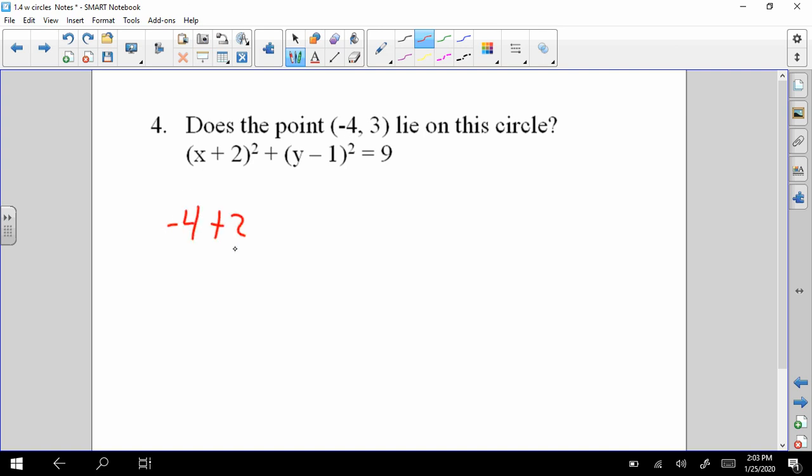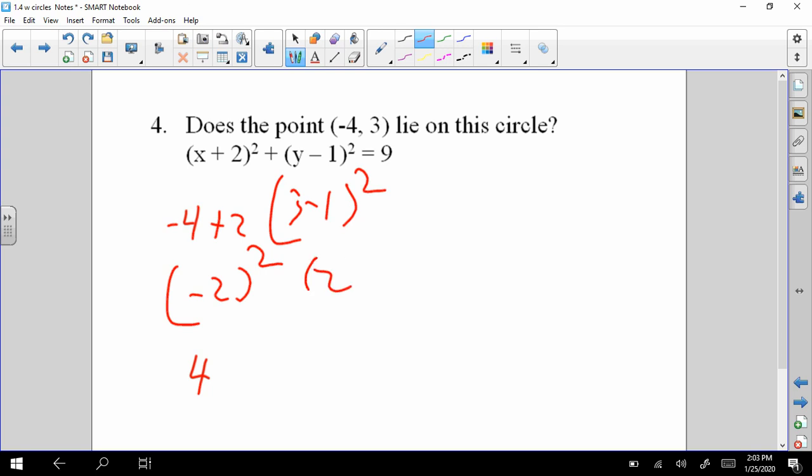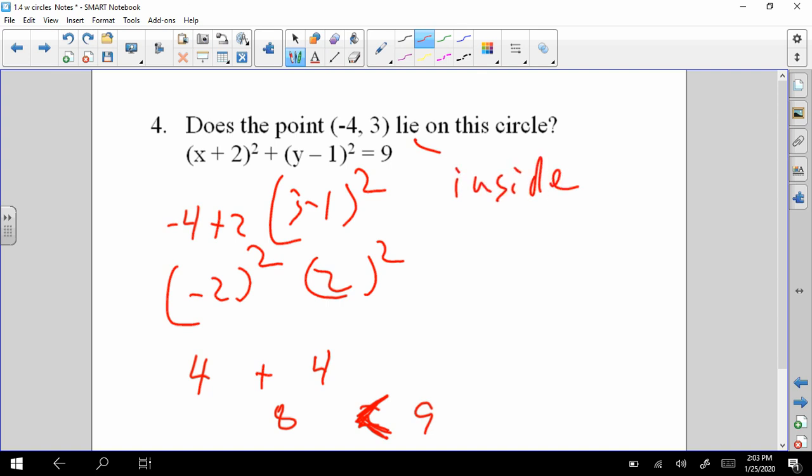Negative 4, adding it to 2, get negative 2, square it. You're going to have 4. Put in 3 for y, minus 1, get 2, square it. 4 plus 4 is 8. How does that compare with the distance that is on the circle? I think it's less than 9, isn't it? And if it's less than 9, this point lies inside the circle, because this is the distance from the distance formula.